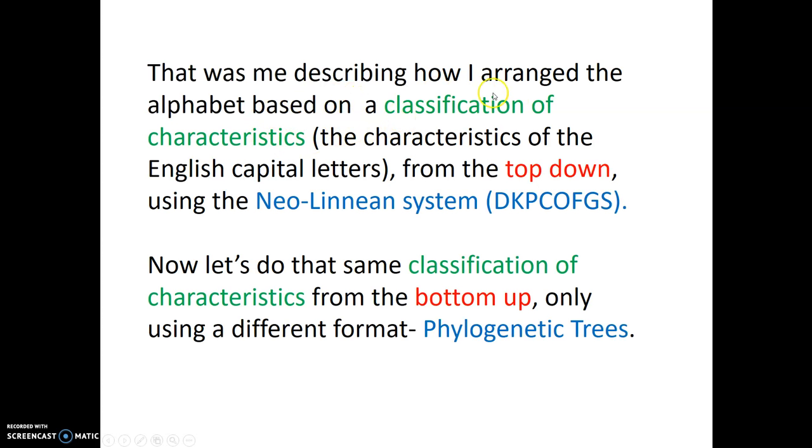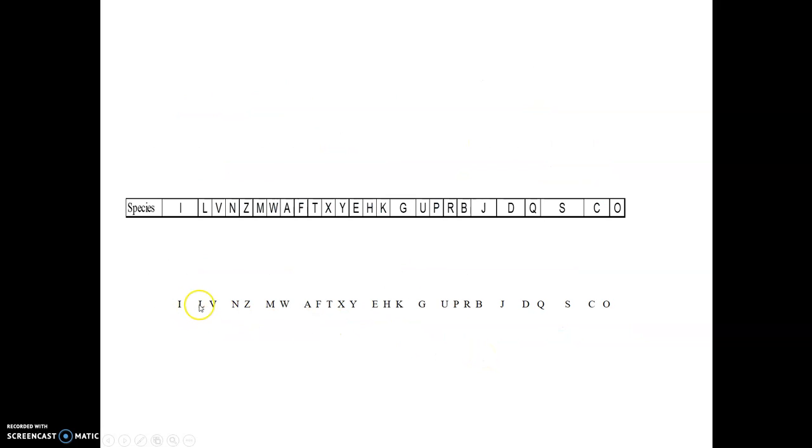Now let's do the same classification of characteristics from the bottom up, only using a different format, phylogenetic trees. Please note the colors to draw the parallels here, and I'll come back to this later. So now I'm starting at the bottom. It's all straight letters. All these letters are made of purely straight lines up until there. After K, then we start breaking things up into curvy parts.